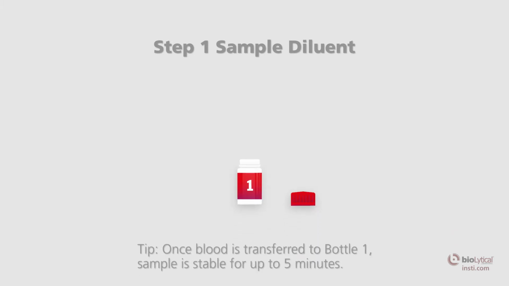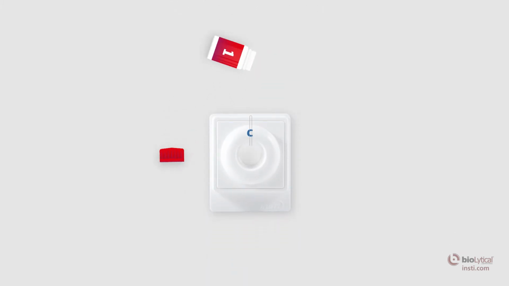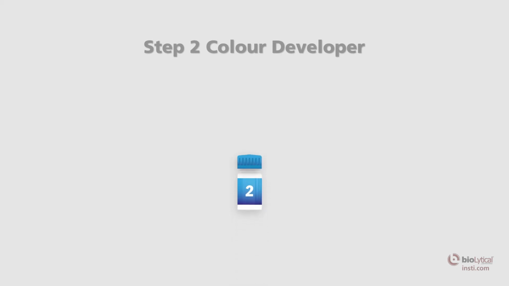Step number 1, sample diluent. Once the sample has been transferred into bottle number 1, the sample diluent, recap the bottle and mix well by inversion. Open the sample diluent and pour the entire contents into the center of the membrane unit well. The sample should be absorbed quickly. Wait for all the liquid from bottle number 1 to be absorbed completely. Step number 2, color developer.